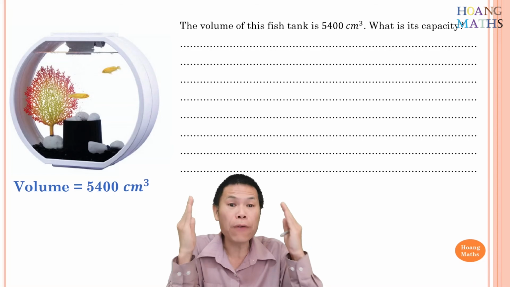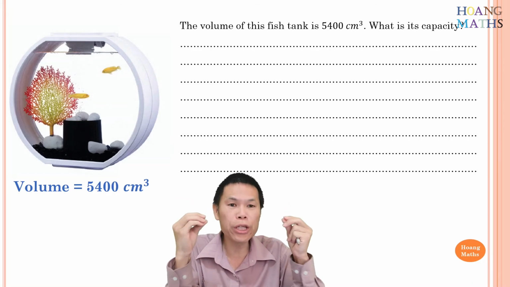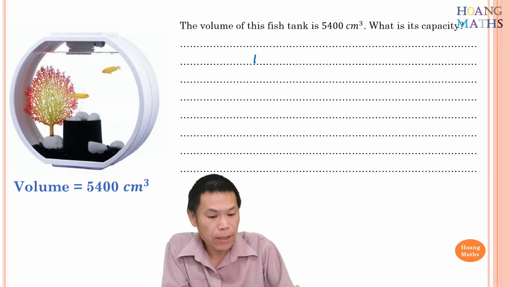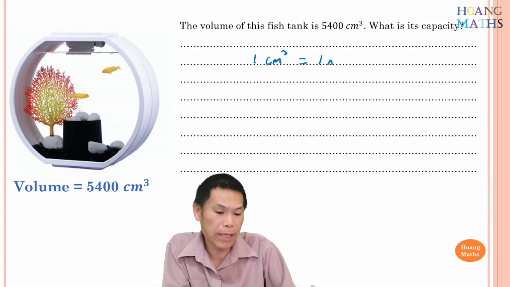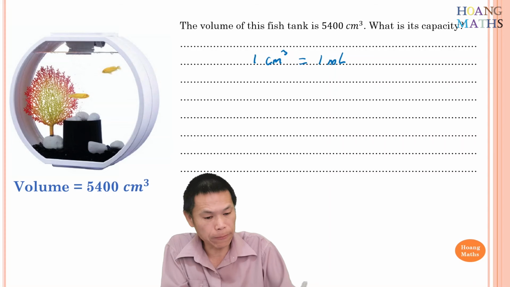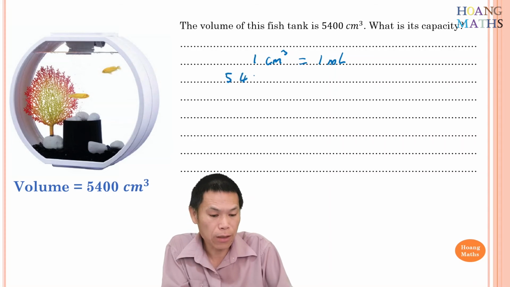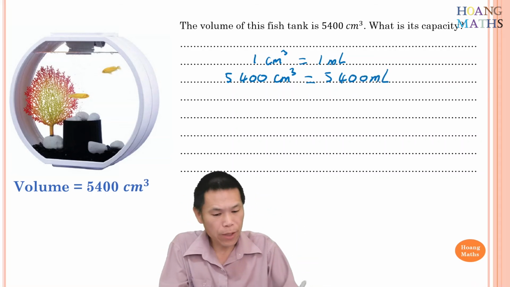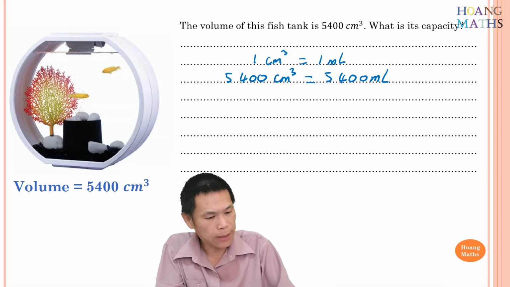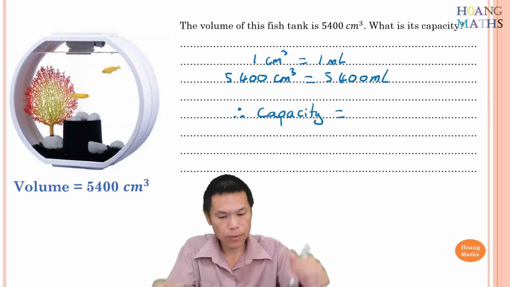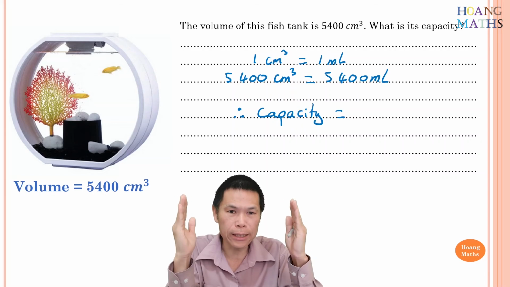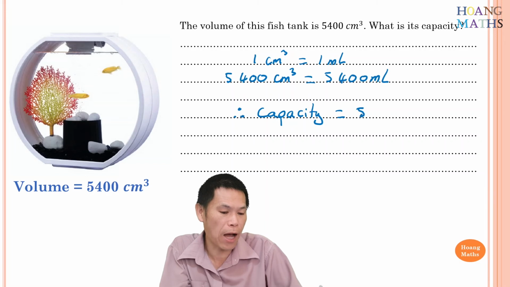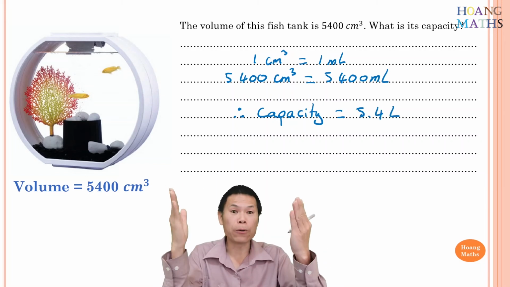Now the volume of this tank is 54,000 cubic centimeters, so we need to work out the capacity. We know that 1 cubic centimeter is equal to 1 milliliter. So now we have 54,000 cubic centimeters. Let me just write this down. That will give me 54,000 milliliters. Therefore, the capacity of this tank is, and we know that 1 liter is 1,000 milliliters. So therefore, we just divide by 1,000. That will give me 54 liters. There you go.